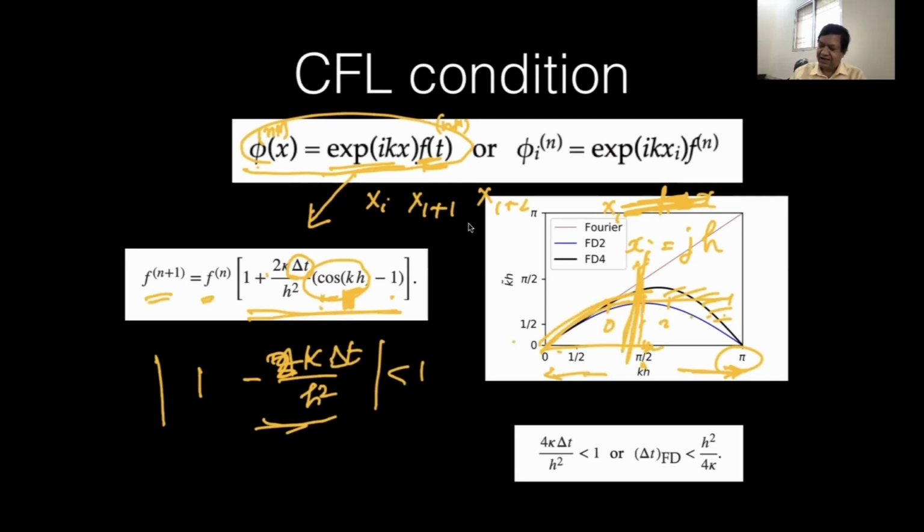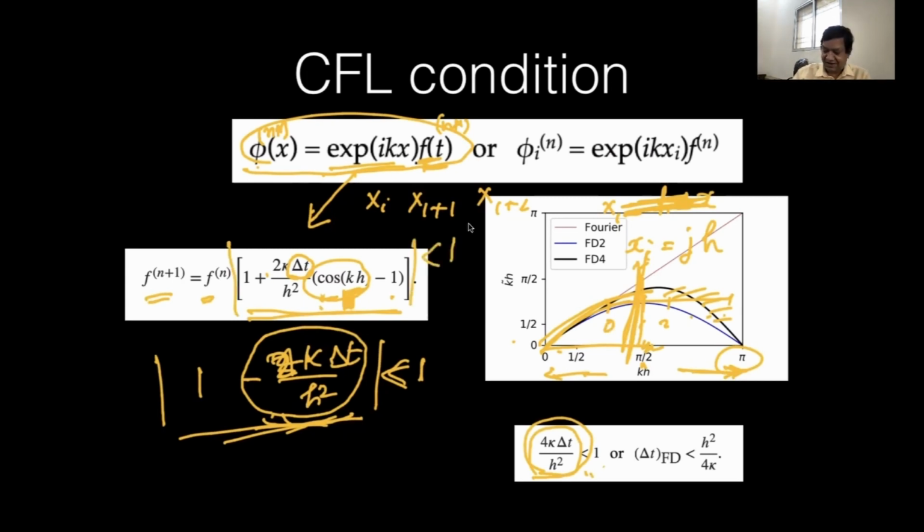So here I get 2 kappa delta t over h squared. I want this whole thing to be less than 1. So that condition is 4 kappa delta t over h squared is less than 1. By what we did in the past, this modulus less than 1 is true only when 4 kappa delta t over h squared is less than 1. So the basic condition is that this object should be less than 1.